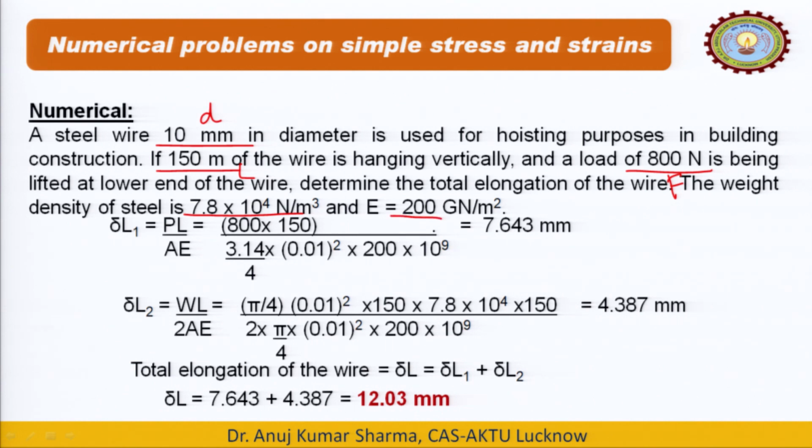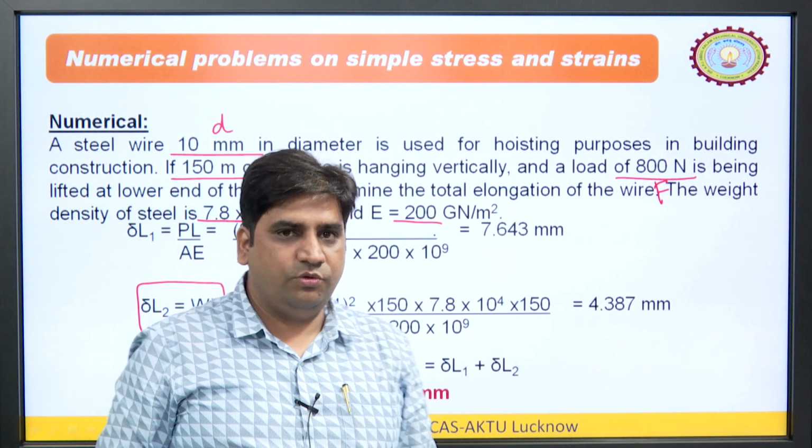Now, he is asking to determine the total elongation of the wire. If he has given the weight density, it means we have to apply two formulae. The first formula is W L upon 2 A E, due to weight, because weight is given. So, we cannot ignore the weight. If weight is not given, then we can ignore the weight. If weight is given, we cannot ignore it.